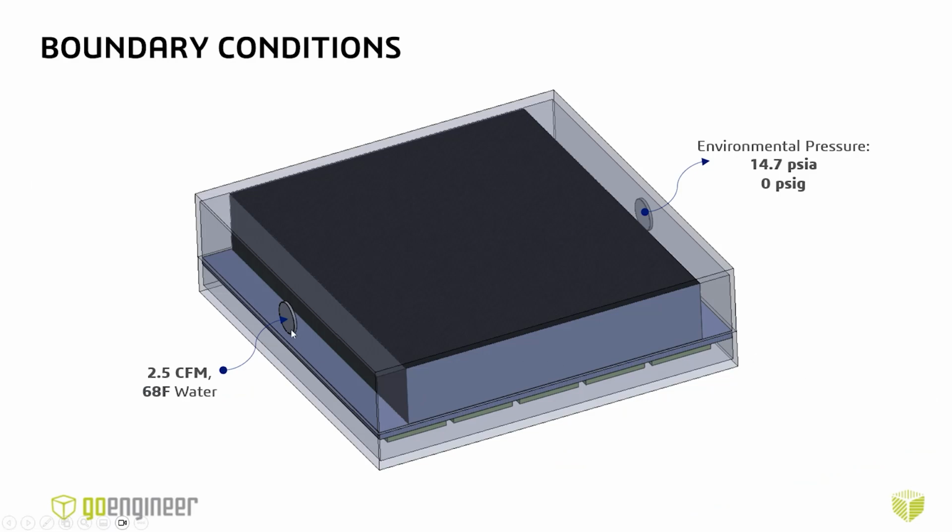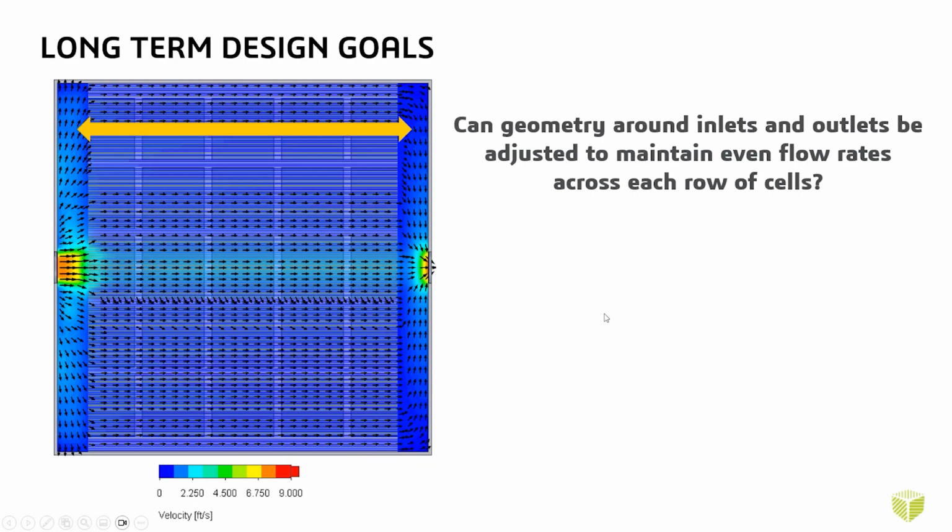So starting with some average temperature water at atmospheric pressure, and arbitrarily chose 2.5 CFM, that's cubic feet per minute, as an inlet flow rate. Okay, that's the general setup. What might I want to do long-term with a design like this?